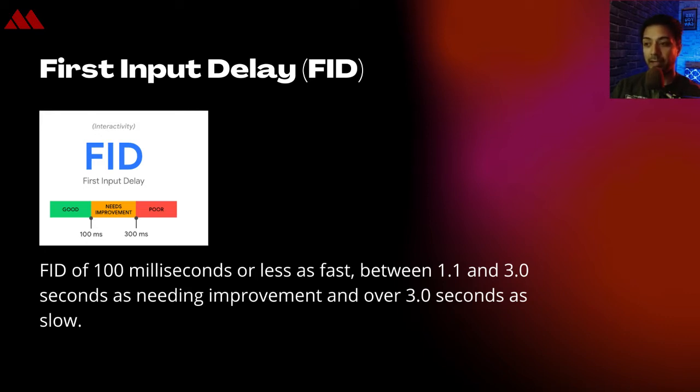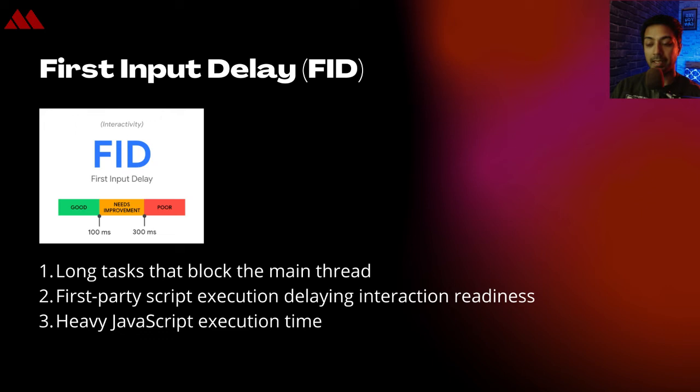Now Google considers FID, or first input delay, of 100 milliseconds or less as fast, between 100 milliseconds to 300 milliseconds needs some improvement, and over 300 milliseconds is considered slow. Some of the reasons for slow FID include backend tasks that are blocking the main thread of your hosting server for more than 50 milliseconds, and there might be some third-party scripts that are executing, which is making your website respond slowly.